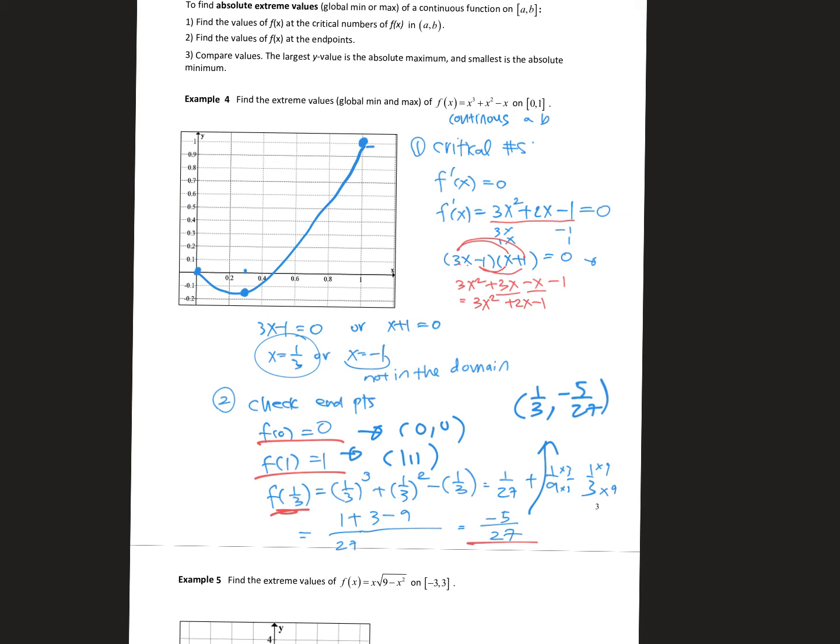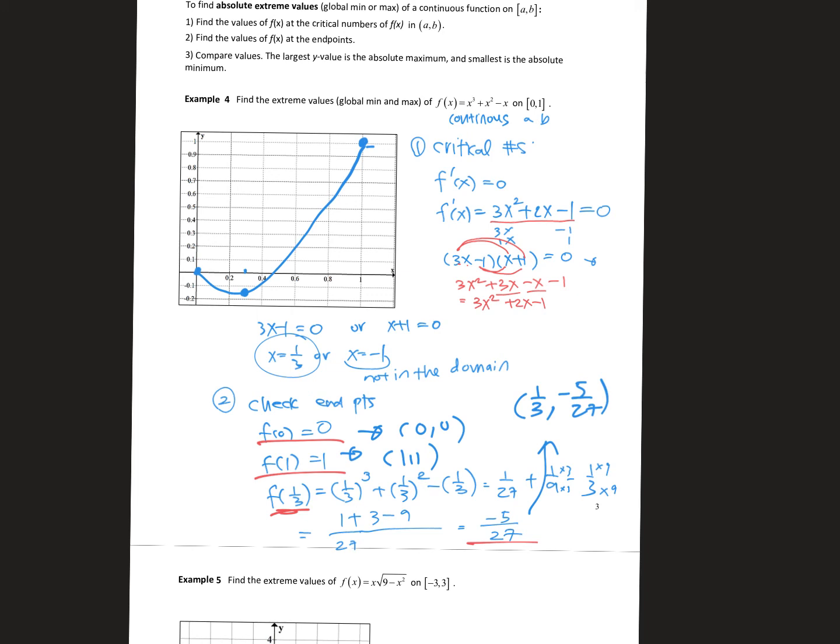All right. So here I can say this is the lowest point, because this is -5 over 27, 0, 1. So I have to compare three numbers: 0, 1, and -5 over 27. Well, clearly this is the smallest number and this is the largest number. So I can say this is the min and this is the max.